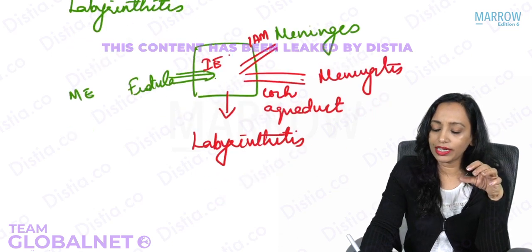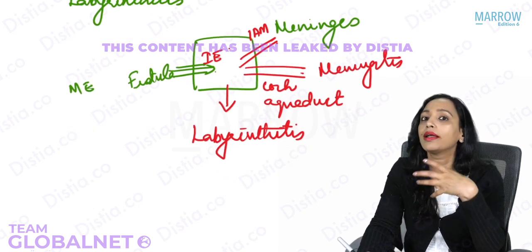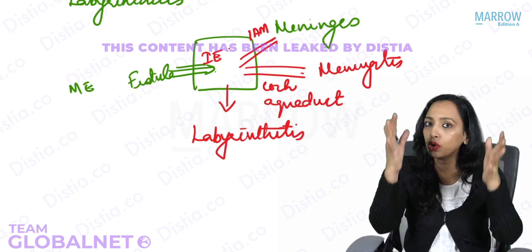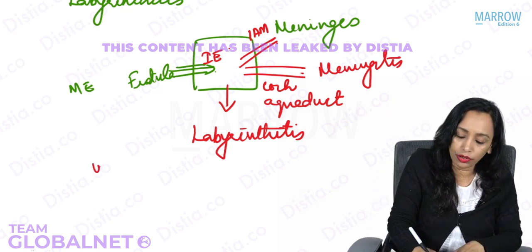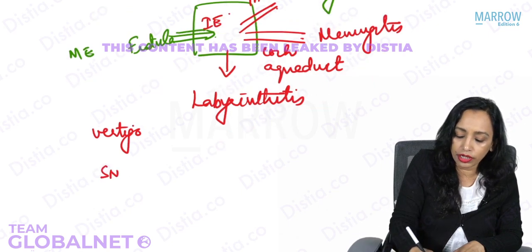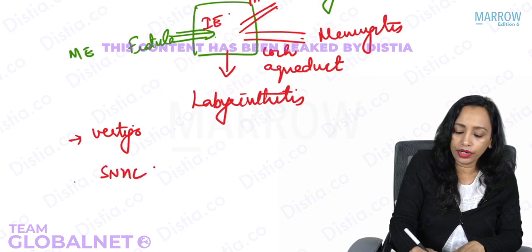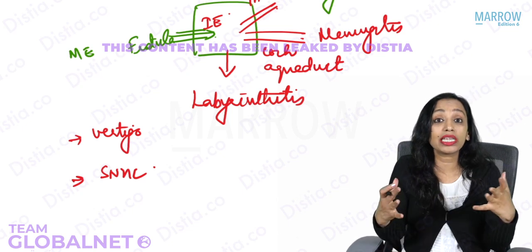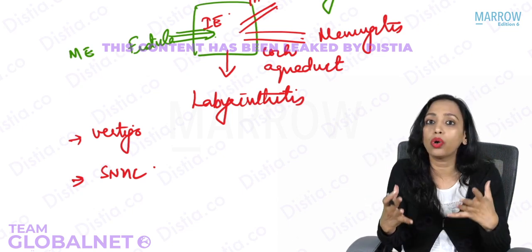So whenever a patient has labyrinthitis, it is understood that the labyrinthitis will involve the whole of the labyrinth. So the patient will have vertigo also. Yes, the patient will have hearing loss also. What hearing loss? Sensorineural hearing loss. And the vertigo here will be continuous vertigo. It is inflammation, it is infection of the whole of the labyrinth.